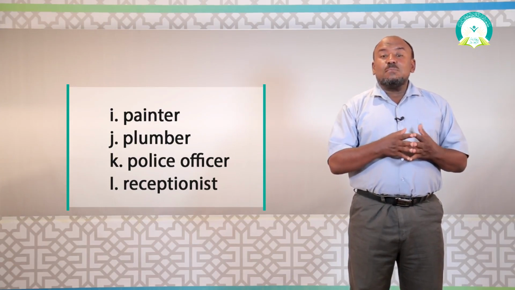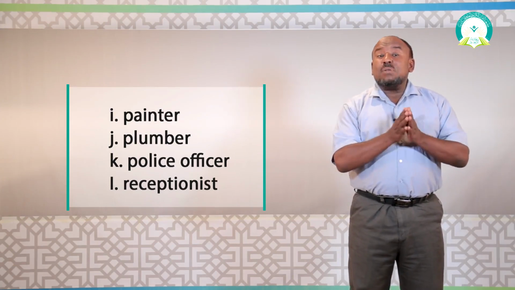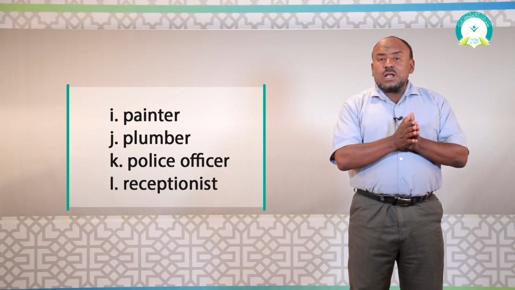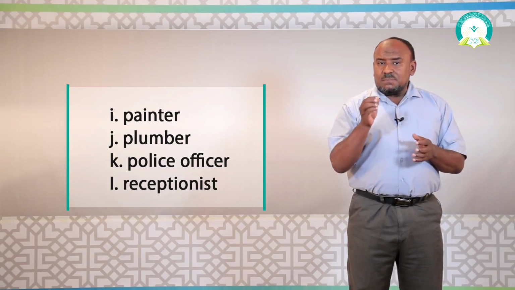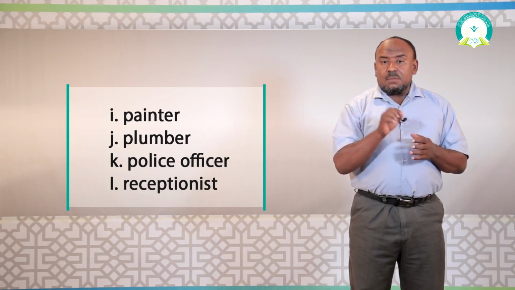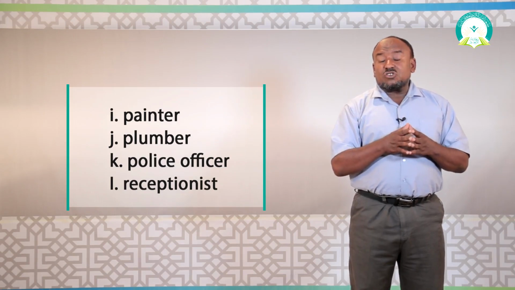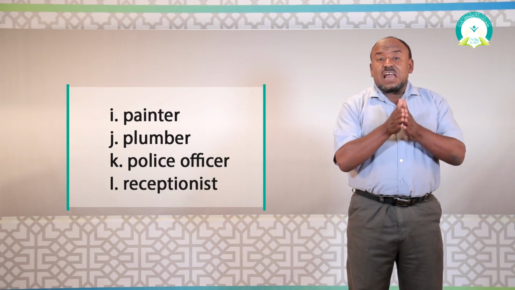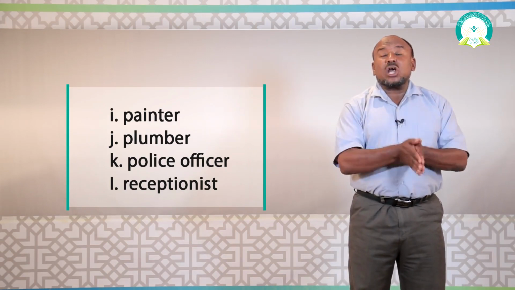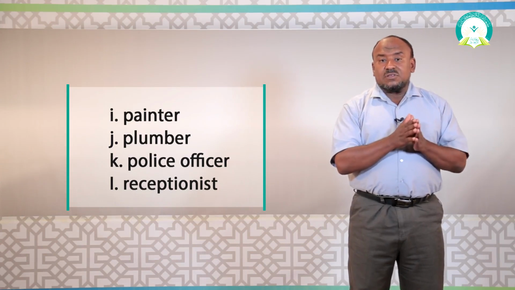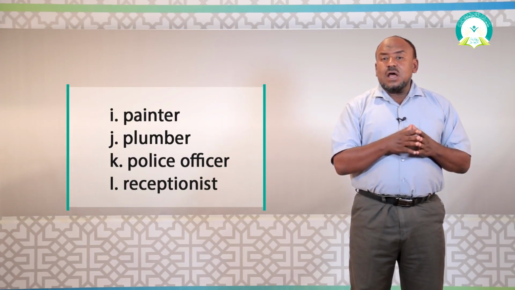Number J, plumber. Plumber means the one who fixes pipes, but be careful, the B is silent. We don't say blumber, sorry, the B is silent. We don't say blumber. The B is silent.